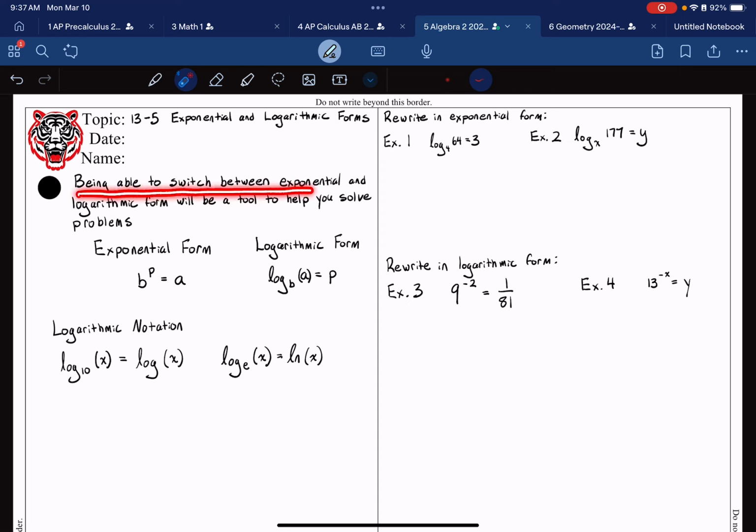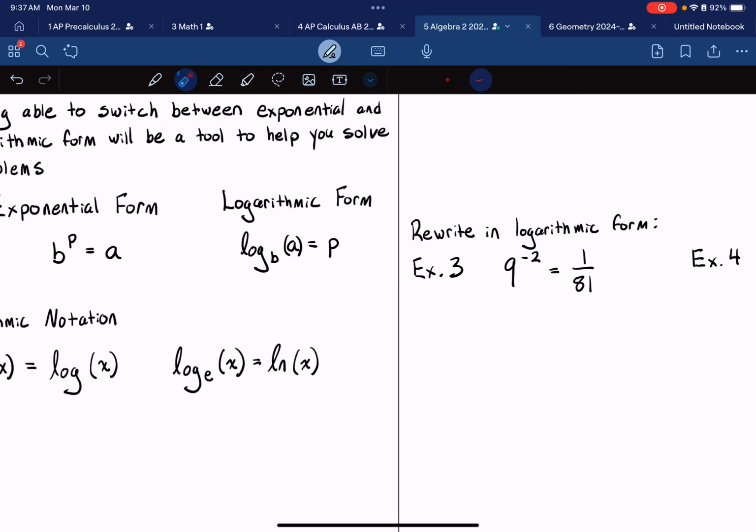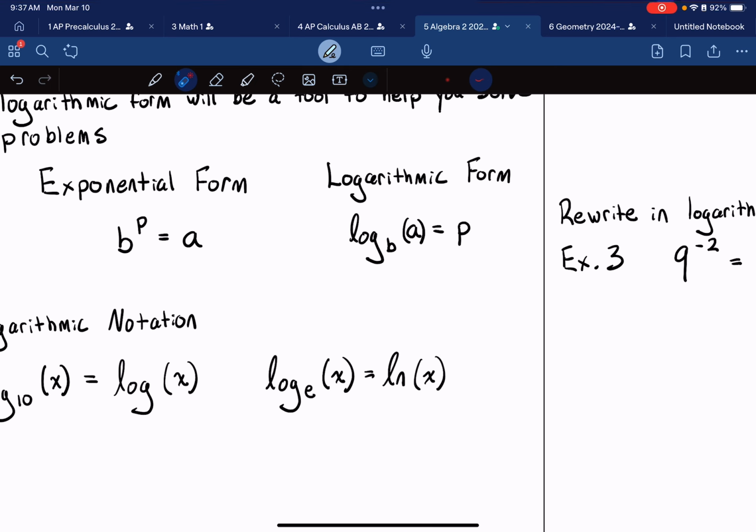Being able to switch between exponential and logarithmic form will be a tool to help you solve problems in the future. It seems like right now you're just kind of doing a thing and not knowing why. In the next lesson, I will be showing you why we are doing the thing. There are two different forms that you should know. The first one is familiar to you, the exponential form.